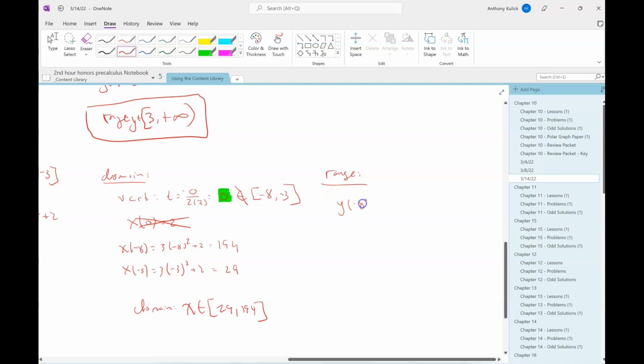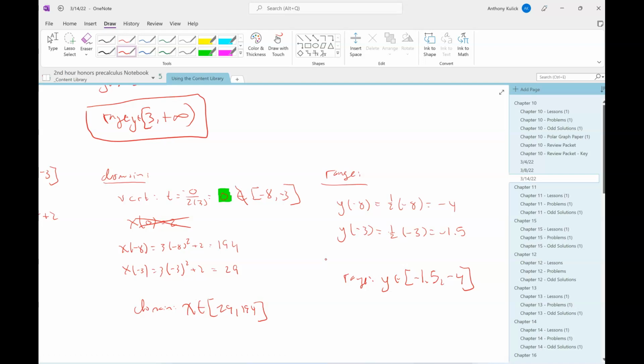For the range, though, it's a linear function, so all we care about is the endpoints. And that's nice. So I have -4, and then I have -1.5. Does that feel okay? Okie doke. Last call before I move on.